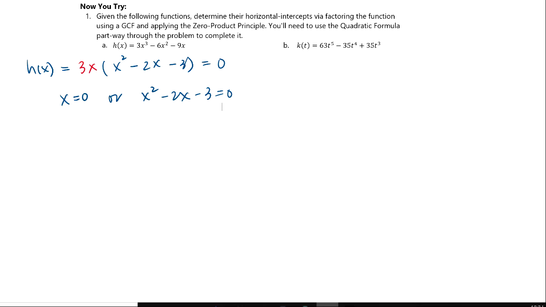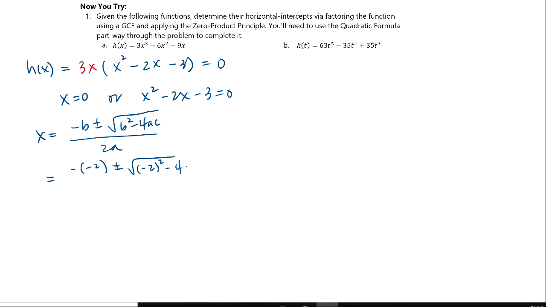Further is the second option, where we have the quadratic equation to solve using the quadratic formula. And x is equal to negative b plus or minus the square root of b squared minus 4ac, all over 2a. Plugging everything in, negative b will be the negative of negative 2, plus or minus the square root of negative 2 squared minus 4 times 1 times negative 3, all over 2a, so 2 times 1.